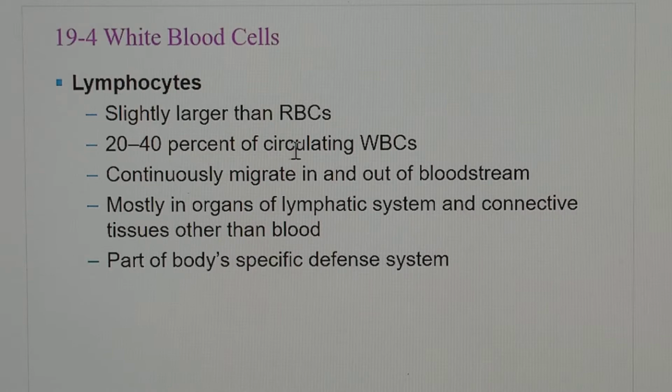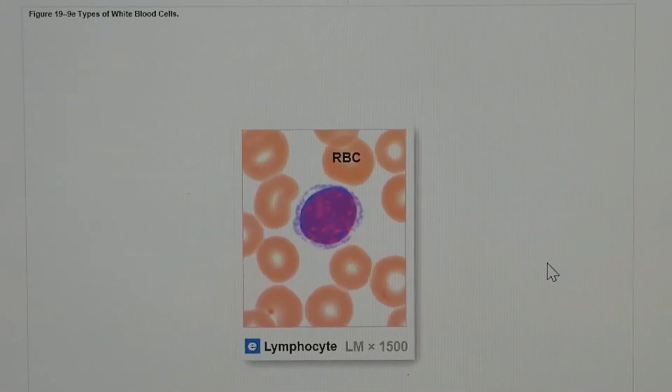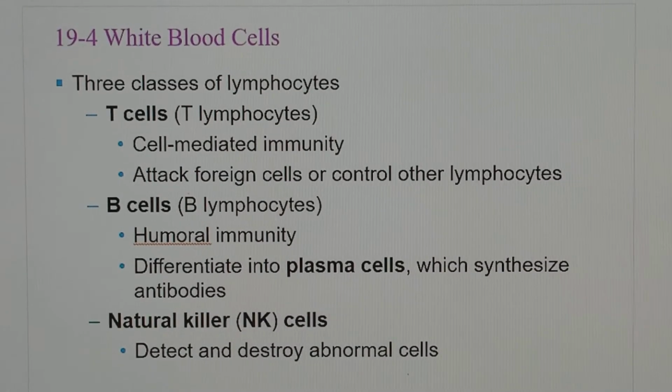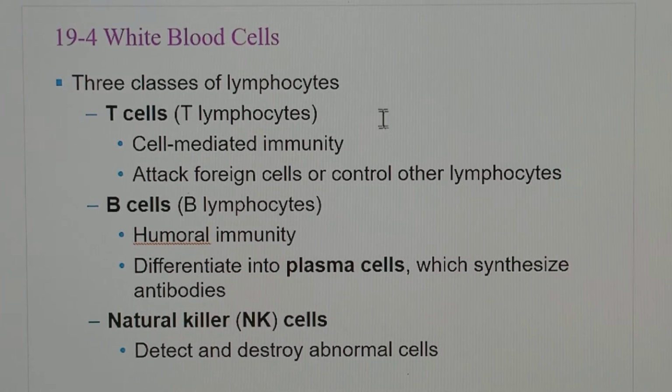20 to 40% of circulating white blood cells continuously migrate in and out of the bloodstream, mostly in organ and lymphatic system and connective tissues other than blood, part of the body's specific defense system. And here we have a picture of the lymphocyte. Here we have three classes of lymphocytes. Again, it was indicated that these function with the immune system.